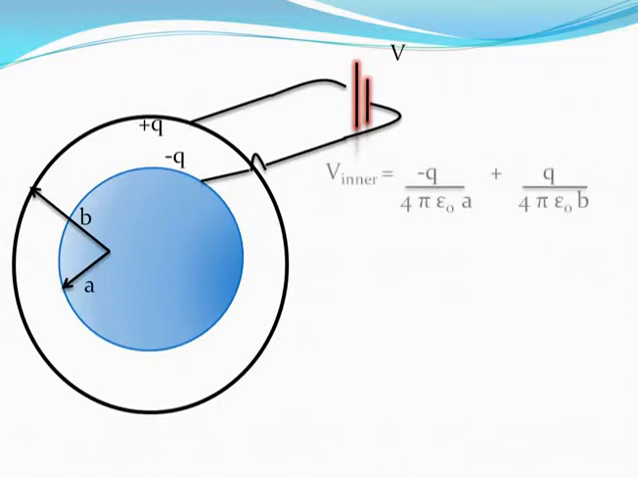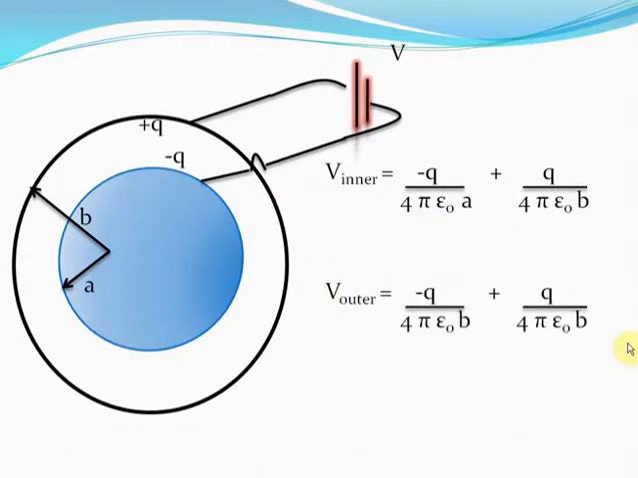For example, the electric potential of the inner sphere will clearly be minus Q by 4 pi epsilon naught A plus Q by 4 pi epsilon naught B, isn't it? Similarly, the electric potential of the outer shell will be minus Q by 4 pi epsilon naught B plus Q by 4 pi epsilon naught B, isn't it? Well, ponder carefully and you'll get these potential values.